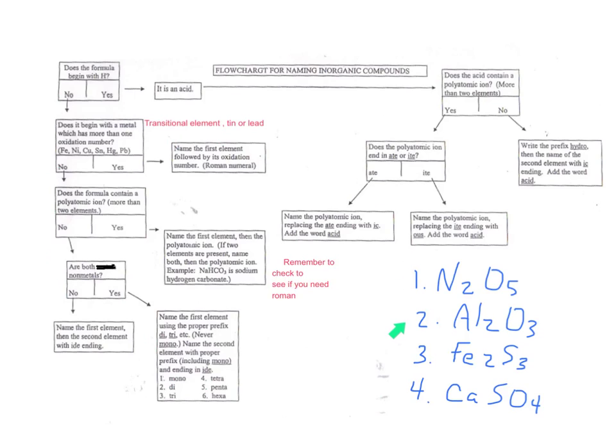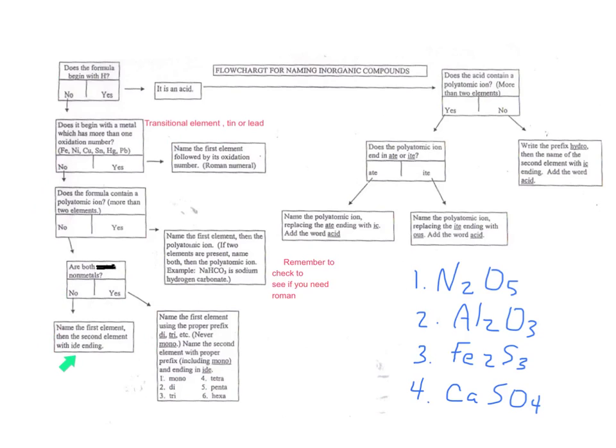Let's look at example number 2. Does that compound begin with H? No, it does not. Does it begin with an element which has more than one oxidation number, a transition element, tin or lead? No, aluminum does not fall there, so the answer is no. Does it contain polyatomic ions? No, there's just 2 elements present. Are both of these nonmetals? No, aluminum is a metal, oxygen is a nonmetal.